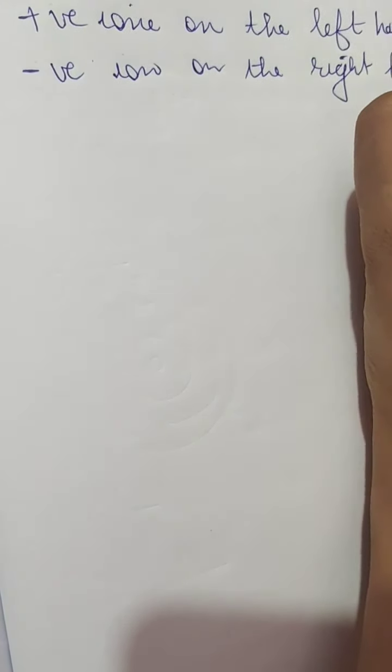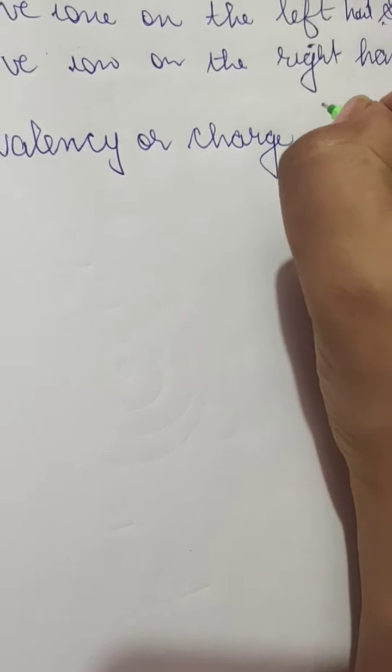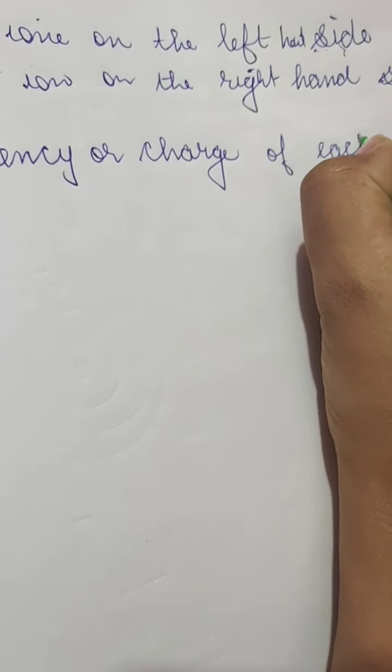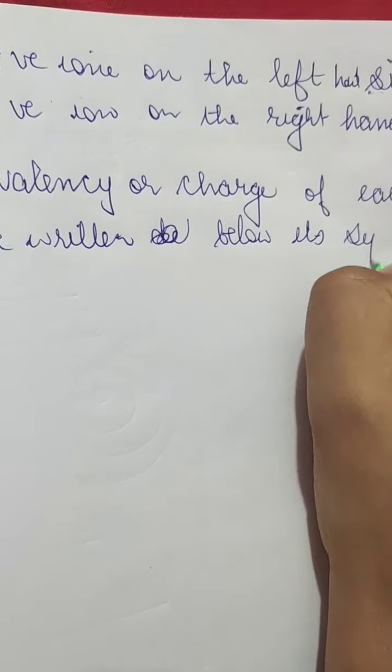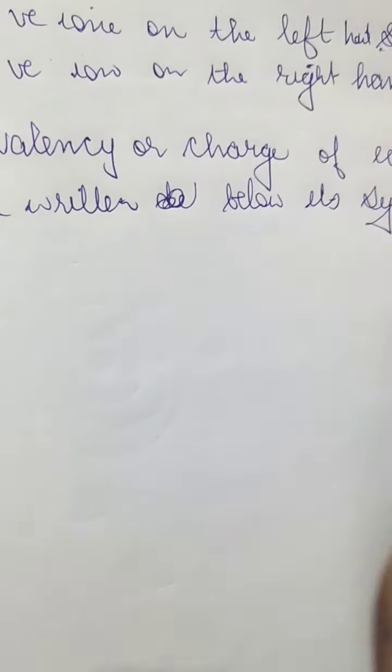The second point would be the valency or any charge which they have. They do have charge because ions will have some charge. The valency or charge of each ion should be written just below its symbol. So we have to write the valency or charge just below the symbol.